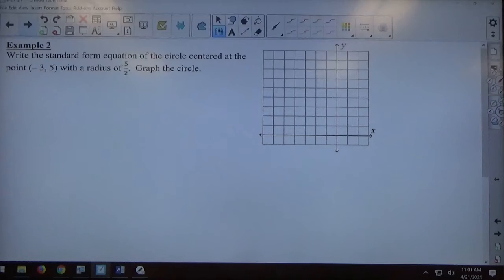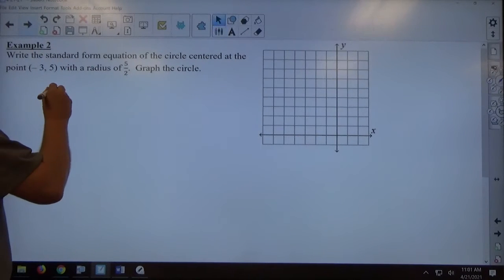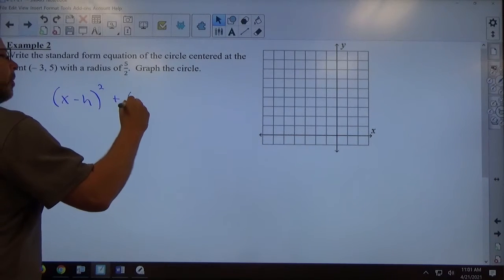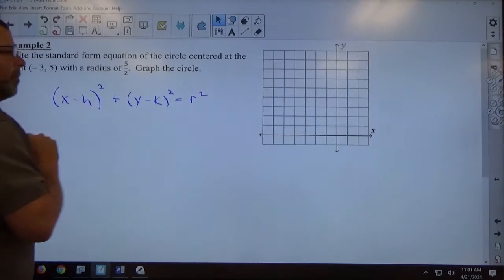Example 2: write the standard form of the equation of the circle centered at the point (-3, 5) with a radius of 5 halves, then graph the circle. So again, I'm going to start by writing out what the standard form of the equation of the circle looks like, which is (x minus h) squared plus (y minus k) squared equals r squared.